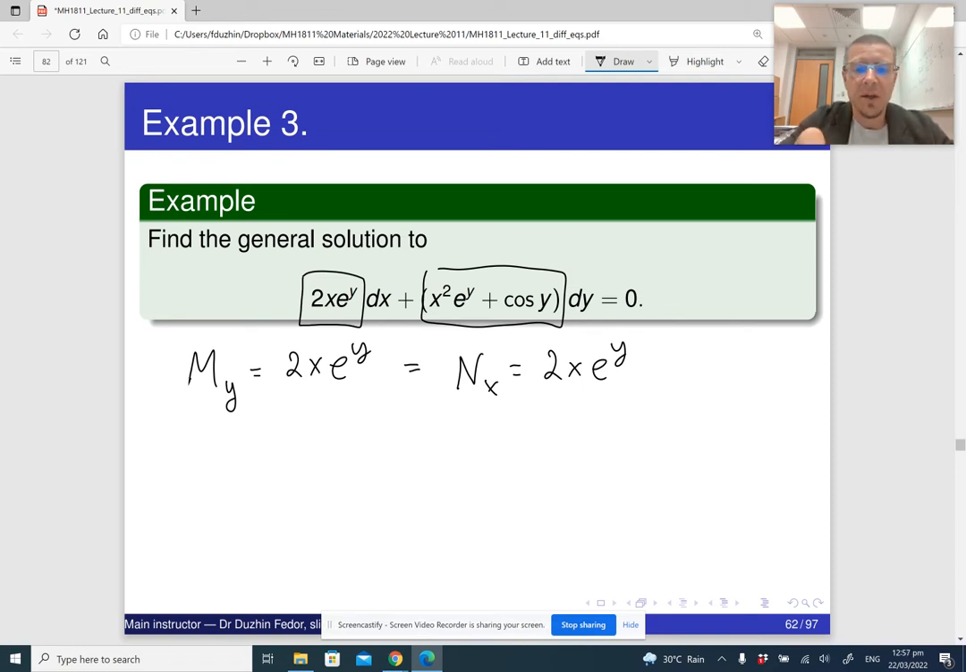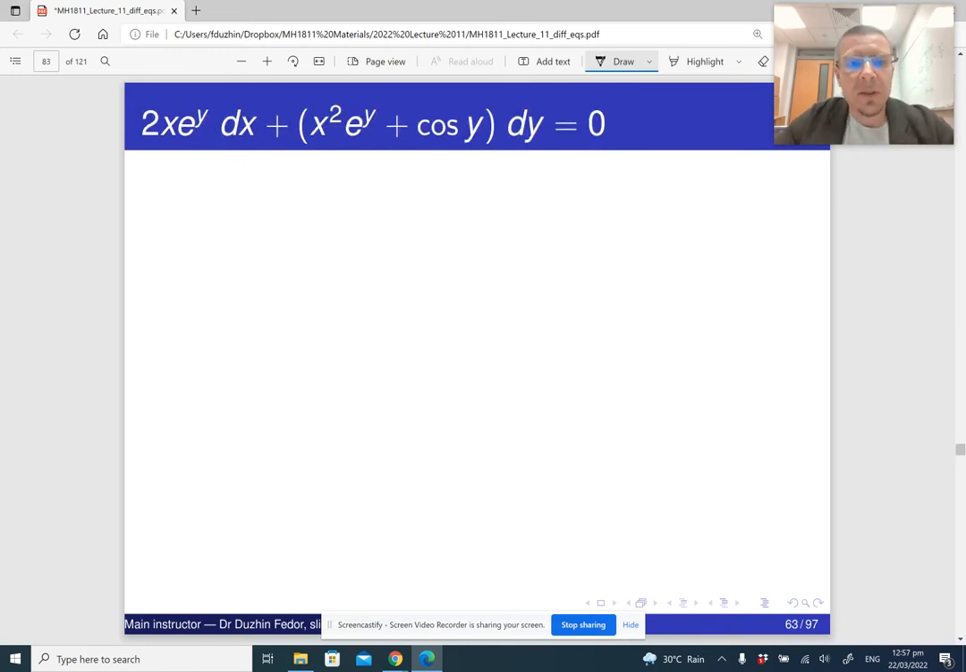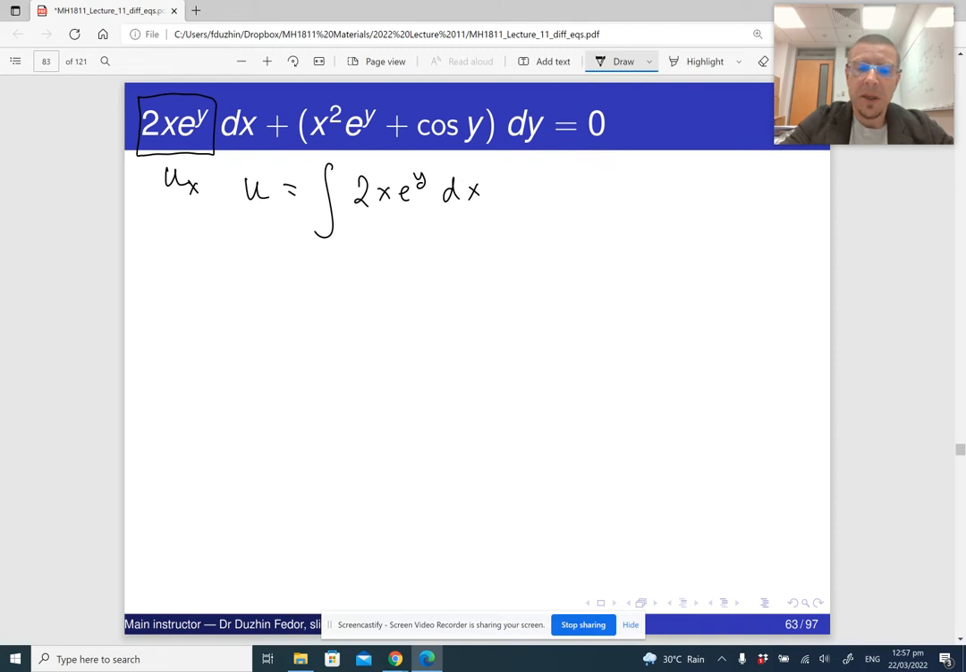Notice that here x and y can be any real numbers, so the domain is just the whole plane R2, and the whole plane is simply connected because it does not have holes. Okay, so this differential equation is exact. Now, how do we solve it? To solve it, we need to find the potential, right? So 2x e to the y is in fact the derivative of some unknown function with respect to x, which means that my unknown function u is the antiderivative of 2x e to the y with respect to x, right?